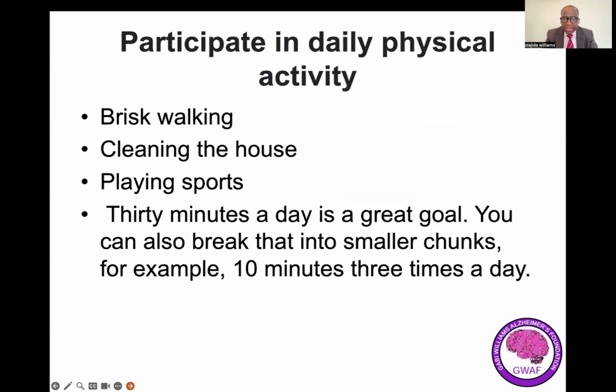Number two is to participate in daily physical activity. This could include just walking briskly, cleaning the house, playing sports. It's important to shoot for at least 30 minutes a day of physical activity. You can also break this into smaller chunks. For example, you can do 10 minutes in the morning, 10 minutes in the afternoon, and 10 minutes in the evening. But it's very important as you engage in these activities, you engage until you break into a light sweat. That is when the physical activity benefits are optimized.